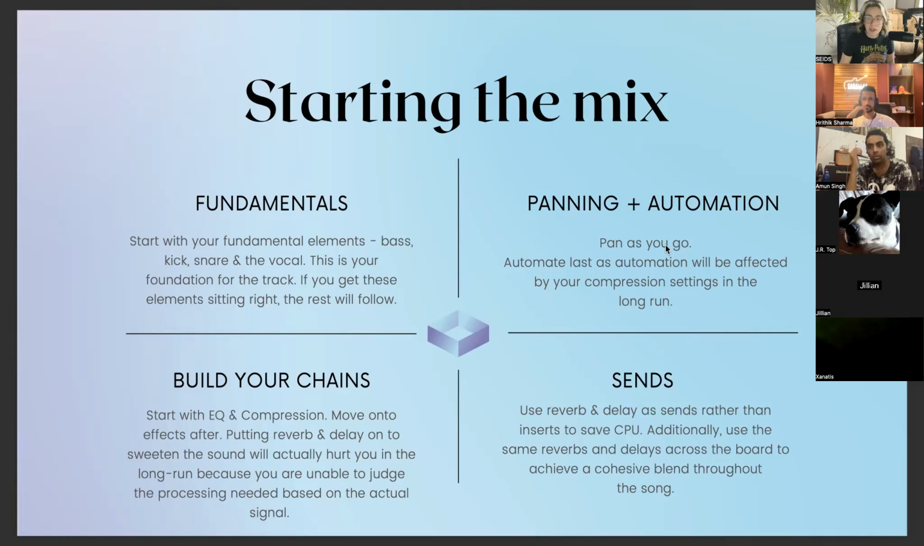Panning and automation: pan as you go, automate last, as automation will be affected by your compression signal in the long run. And sends: use reverb and delay as sends rather than inserting them to save CPU. Additionally, use the same reverbs and delays across the board to achieve a cohesive blend throughout the song. You don't want a bunch of different stuff going on, just like a website only has 6 or 7 colors. This could be the same with your track.